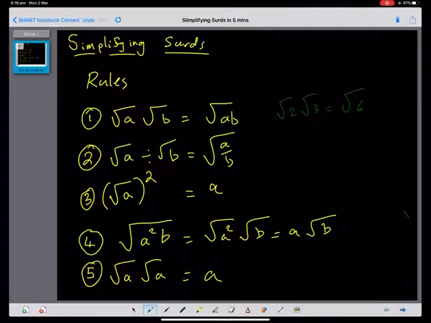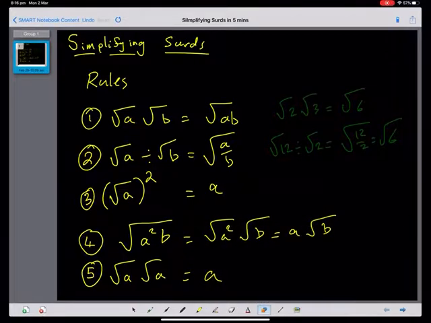Okay, so let's look at example number 2. If we've got the root of 12 divided by the root of 2, that is the same as the root of 12 over 2, which is the root of 6.